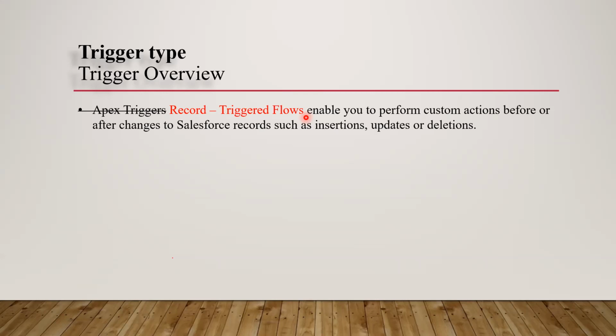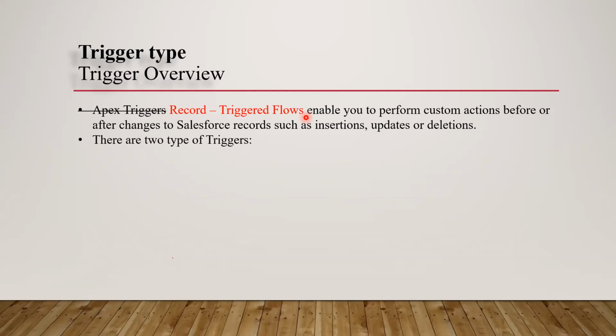And there is no doubt that record trigger flow is a substitute for your process builder. Workflow is no longer there. So if from today or tomorrow onwards you try to create a new workflow rule, you won't be able to create it. Process builder is still there, but the future is record trigger flow. And that's the substitute for your process builder or workflow rule.